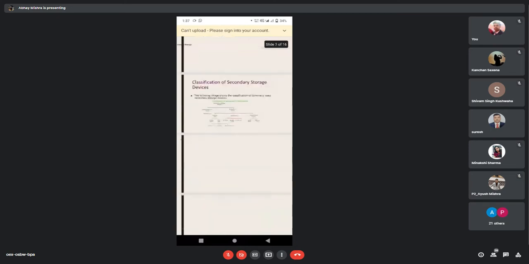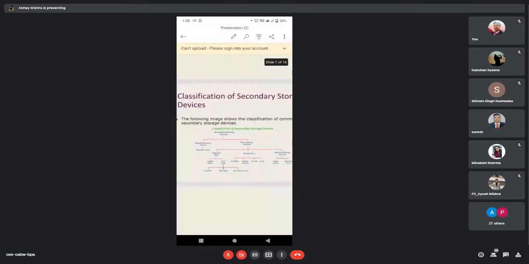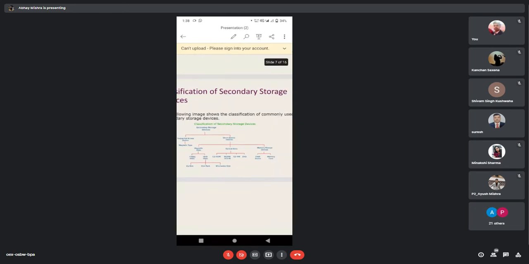Now I have classified the secondary storage devices in a flowchart. Classification of secondary storage device. Secondary storage devices are divided into two types: sequential access device and direct access device. In sequential access device, we have magnetic tape, and now we are talking about direct access device. It is divided into three categories: magnetic disk, optical disk, and memory storages.